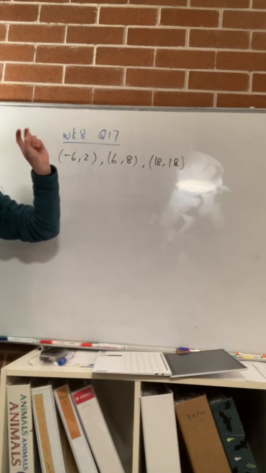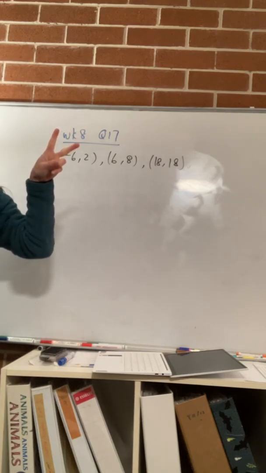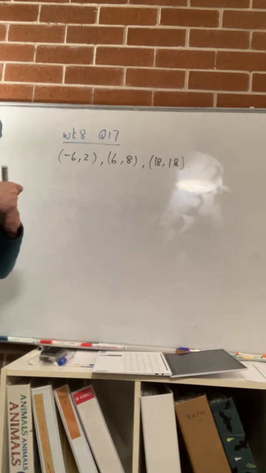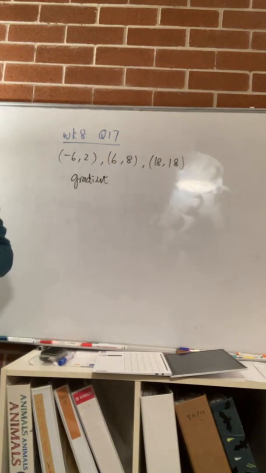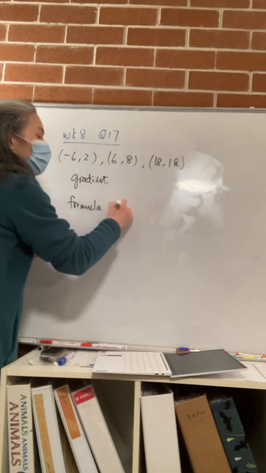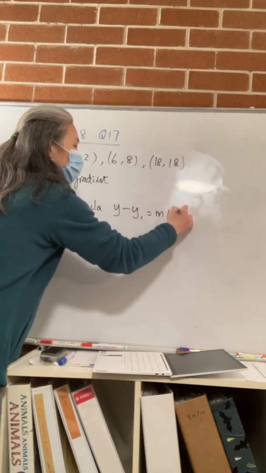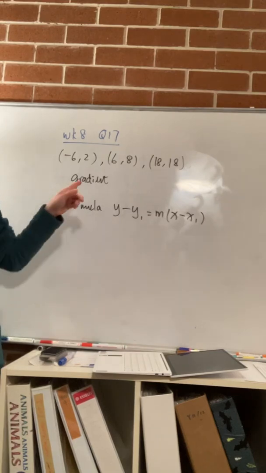Whenever the word equation of the straight line, what are the two things that you need to have? Gradient. Yes, I know what you mean. Good job. You need the gradient. What else do you need? Formula? Yes. What is the formula? Y minus y1 equals gradient times x minus x1. Yes, not median. Gradient. Good.